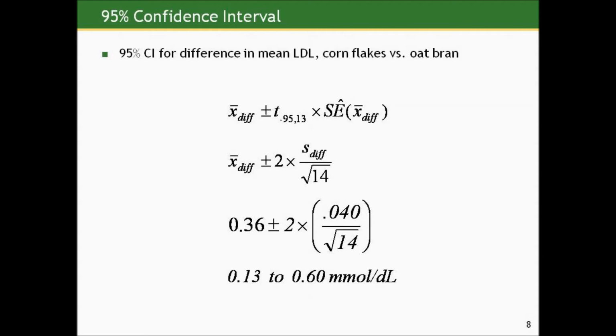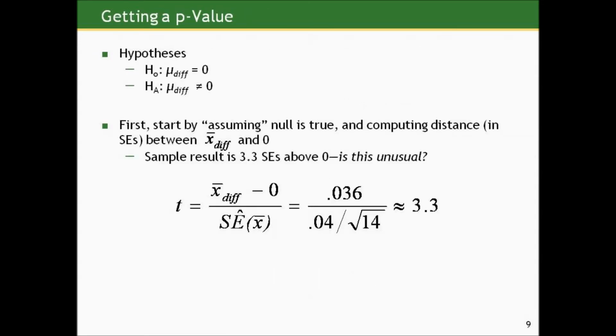And if we go through the computations, which are near and dear to your heart by now, we take our sample mean difference, add and subtract a little more than 2 standard errors, because we actually need to appeal to a t-distribution with 13 degrees of freedom. And if we do all the math, we get a confidence interval for the true mean difference for all high cholesterol men on cornflakes versus Oatbran in this diet setup of 0.13 to 0.6 millimoles per deciliter. So in this situation, after accounting for sampling variability, there's a wide variability in the possibilities for that difference at the population level, but all possibilities are positive.